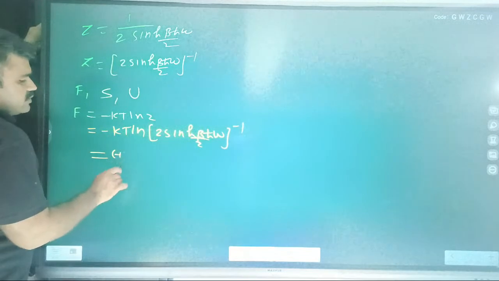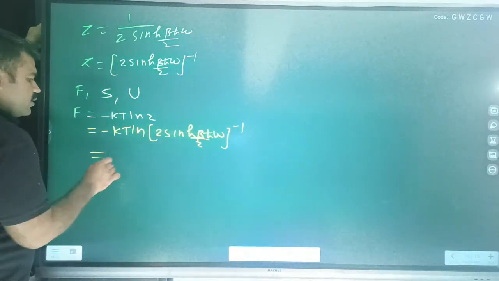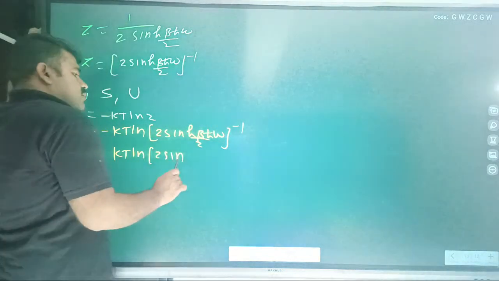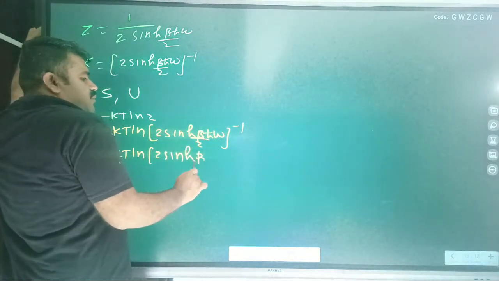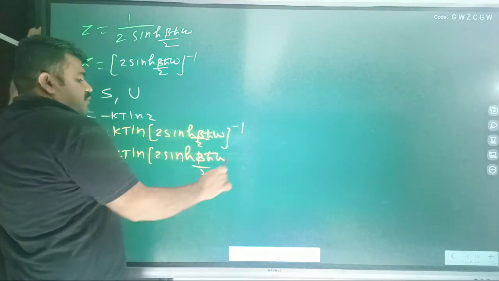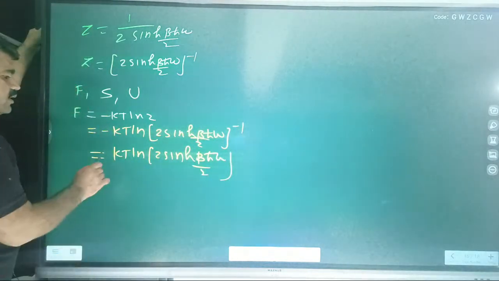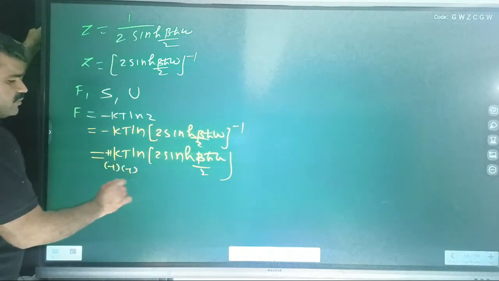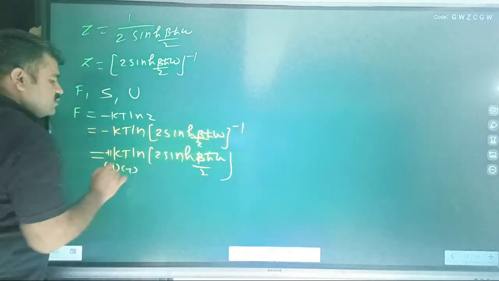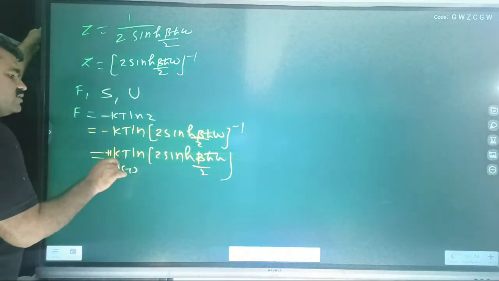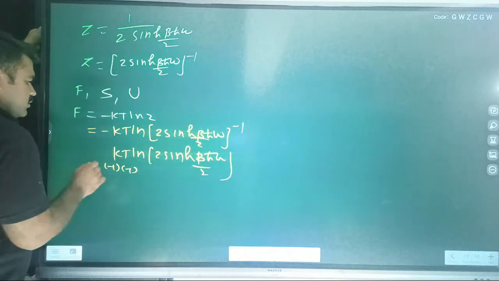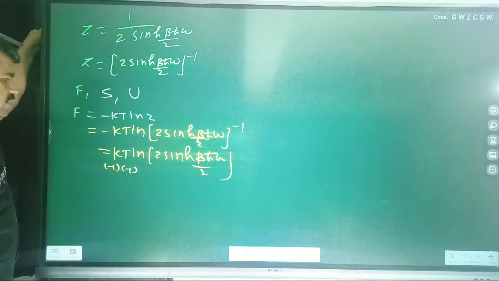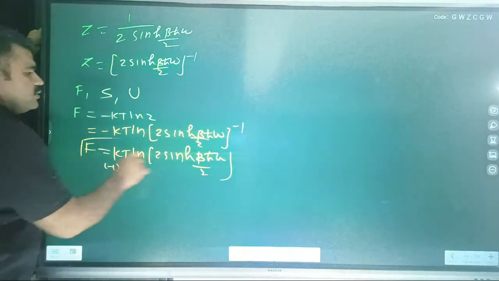Minus 1 into minus 1, so kT ln 2 sin hyperbolic beta h cross omega upon 2. Clear? How do we get a plus here? Because of this minus 1 and this minus 1, they become plus 1. It means the Helmholtz energy is plus kT ln 2 sin hyperbolic beta h cross omega upon 2. This is the Helmholtz energy.